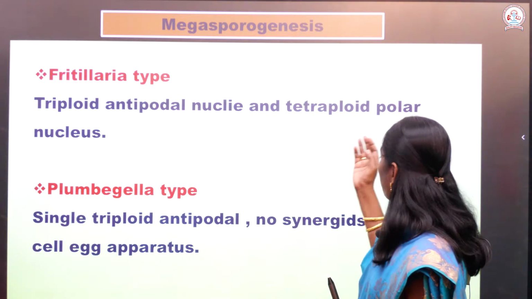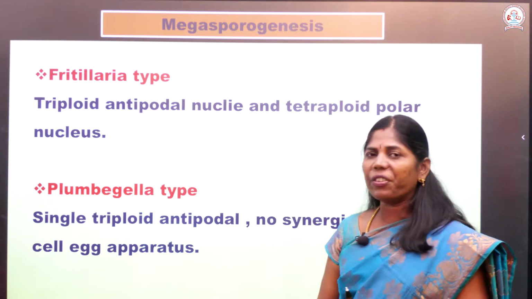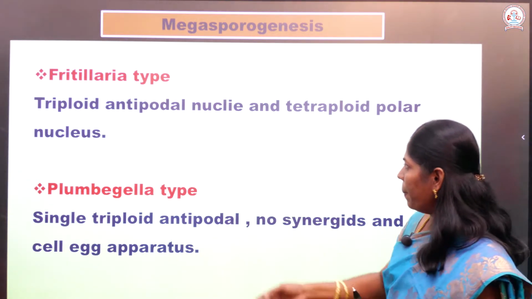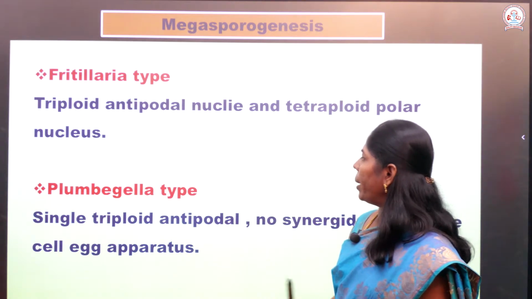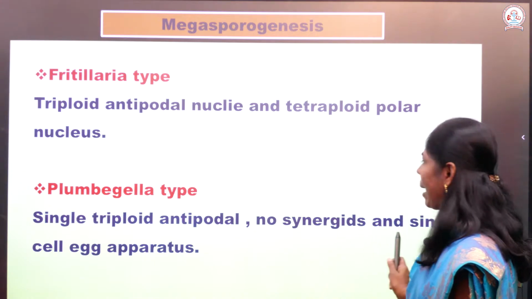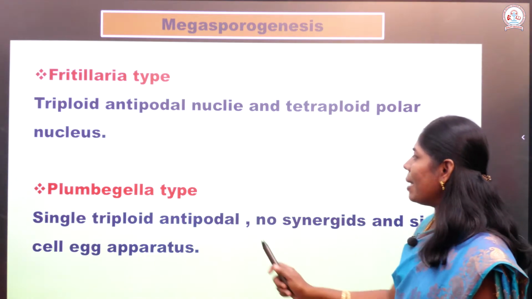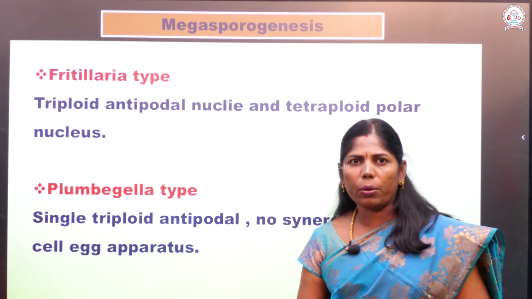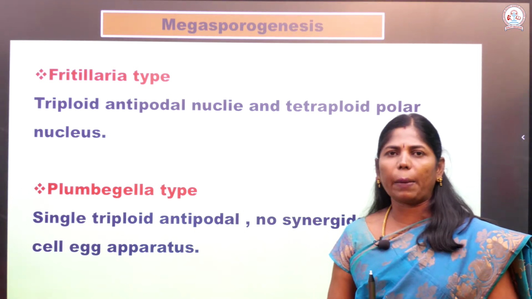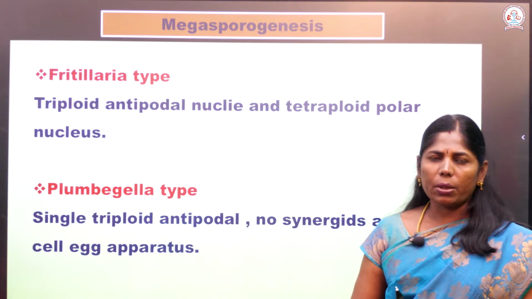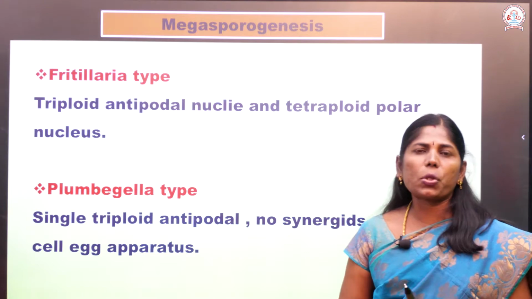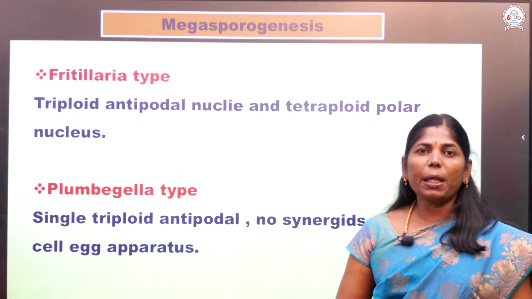Okay, and a tetraploid polar nucleus is also present in the Fritillaria type. Another one is the Plumbago type. Okay, Plumbago type has a single triploid antipodal, no synergids, and a single-cell egg apparatus is present. The synergids are absent, but the egg apparatus is a single cell only. So these are all the types of tetrasporic embryo sacs, proposed by the scientist P. Maheshwari.